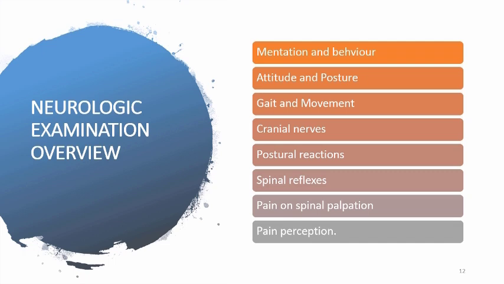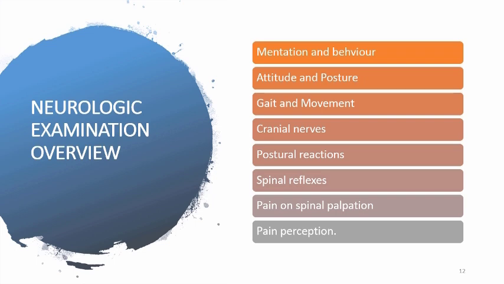So this is our little examination review, the neurological exam review. These are all of the things that we're going to look at: mentation and behavior, attitude and posture, gait and movement, cranial nerves, postural reaction, spinal reflexes, pain on spinal palpation, and pain perception.